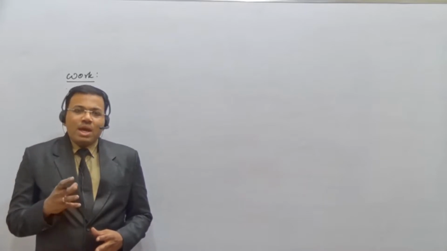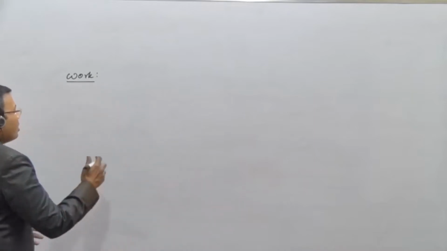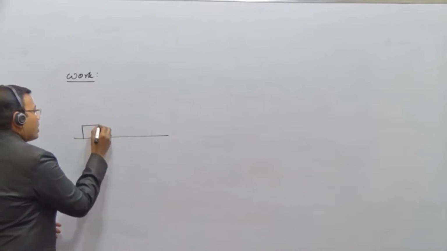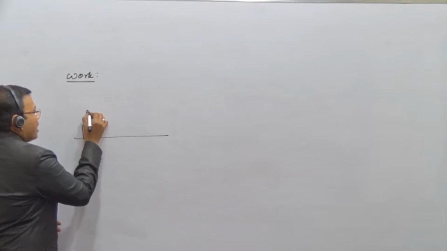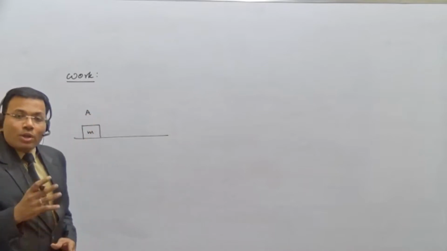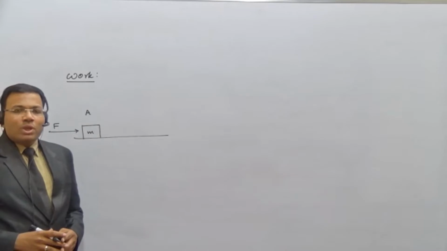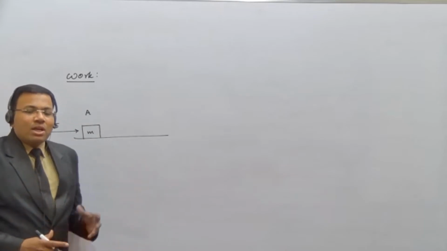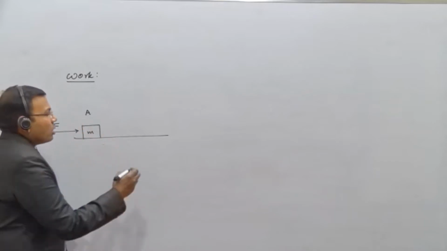For this, I'll show you a small example. We consider a smooth horizontal surface on which a block of mass m is placed at a position A. On this block, I am applying some force F. Then we observe that, because the surface is smooth, this block has moved from the position A to the position B.